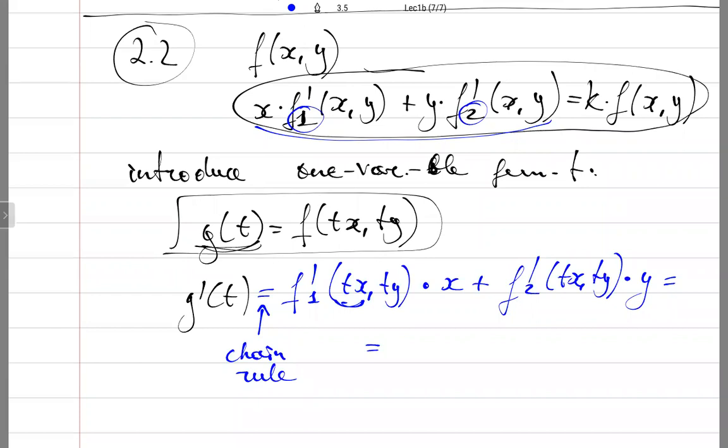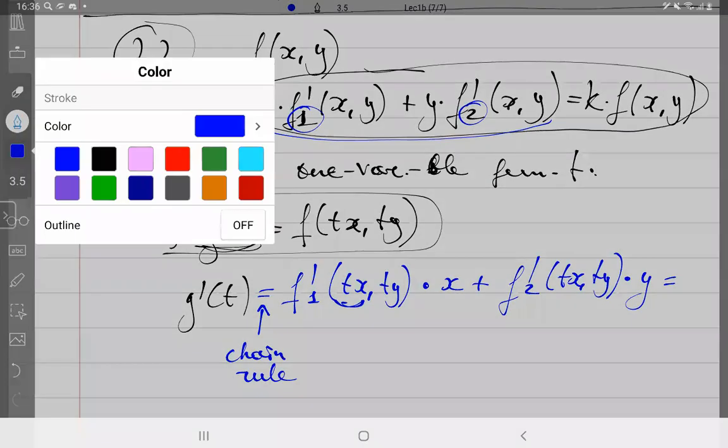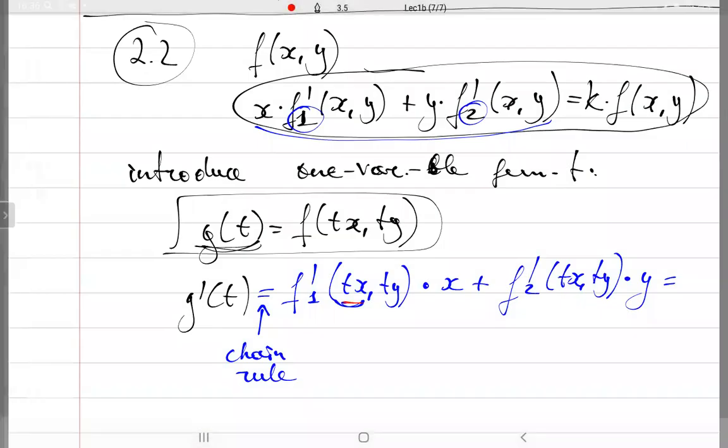k f of x y. No, not exactly. k f of what? Be careful. No, g of tx, ty. And more exactly? No, it's not so easy. k times f of x and y. No, let me, oh, it's k minus one. So let's look at the difference. You have tx, ty, tx, ty. So if I rewrite these.